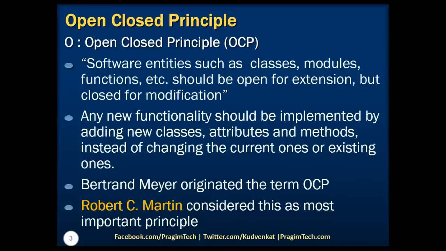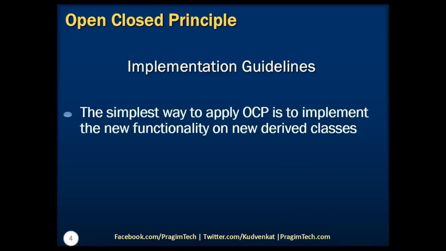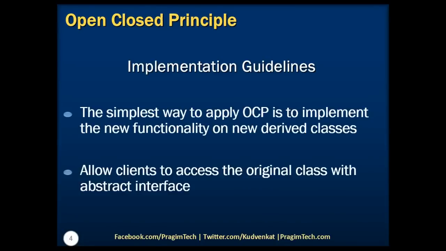Let's now take a look at the implementation guidelines of this principle. The simplest way to apply the open-closed principle is to implement the new functionality in new derived subclasses that inherit the original class implementation. Another way is to allow clients to access the original class with an abstract interface. So at any given point of time, when there is a requirement change, instead of touching the existing functionality, it is always suggested to create new classes and leave the original implementation untouched.